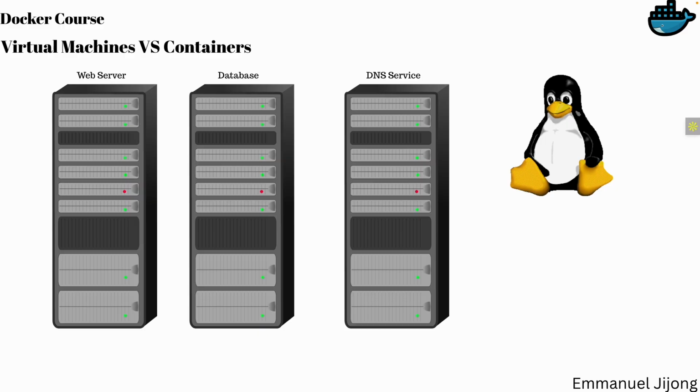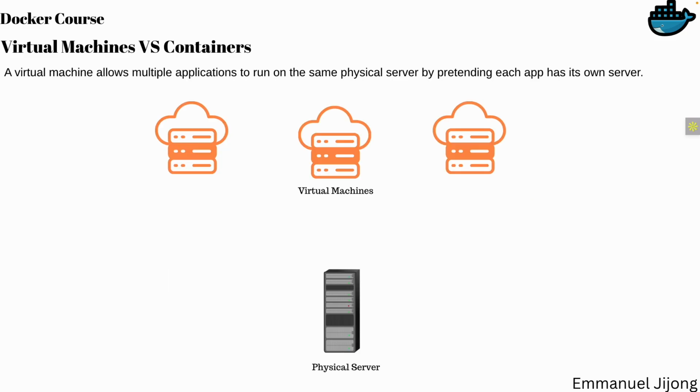This wasted a lot of resources. Why? Because servers were too powerful. As a result of this, servers were not using their full potential. For example, if you bought a 10 gigabyte server capacity, you may end up using just 1 GB. So businesses were paying for unused power, and that wasn't efficient. To solve this problem, virtual machines were introduced.